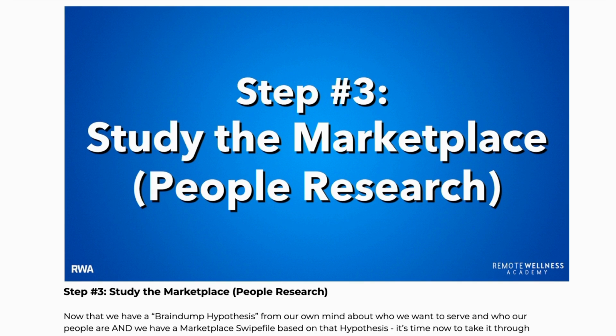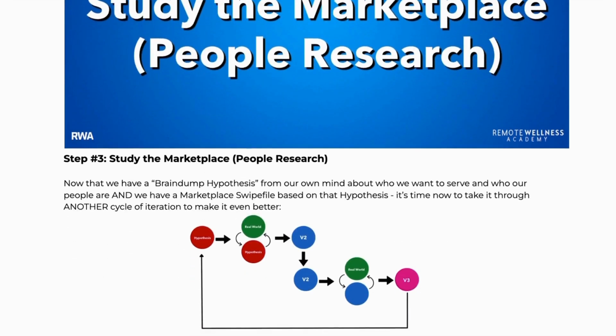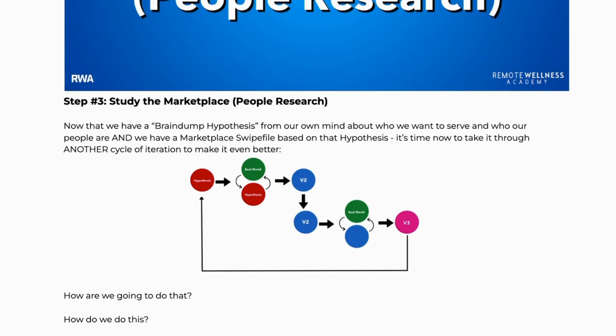All right, ladies and gentlemen, welcome back. Let's go ahead and keep the momentum going. Step number 3 is about studying the marketplace, which is now the people research. Now that we have a brain dump hypothesis and we've put together our marketplace swipe file, we've seen who the other players, the other competitors in the marketplace are.